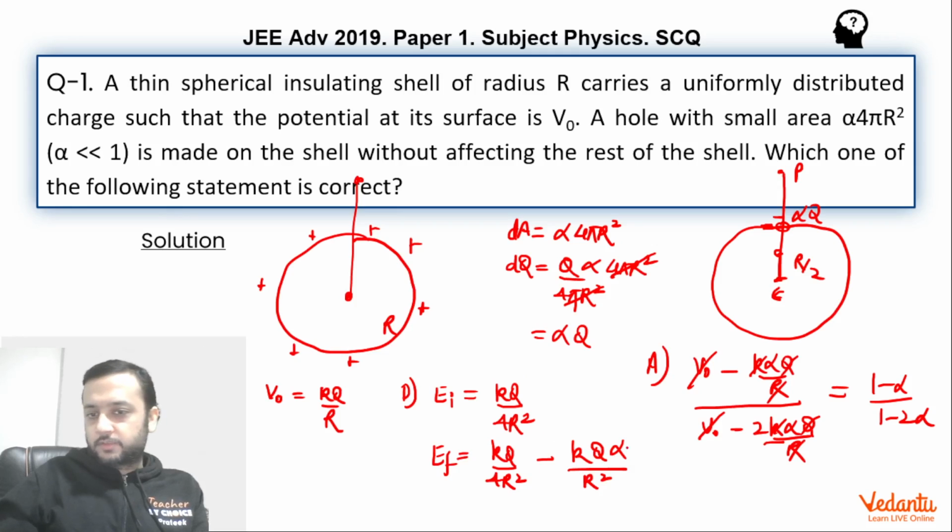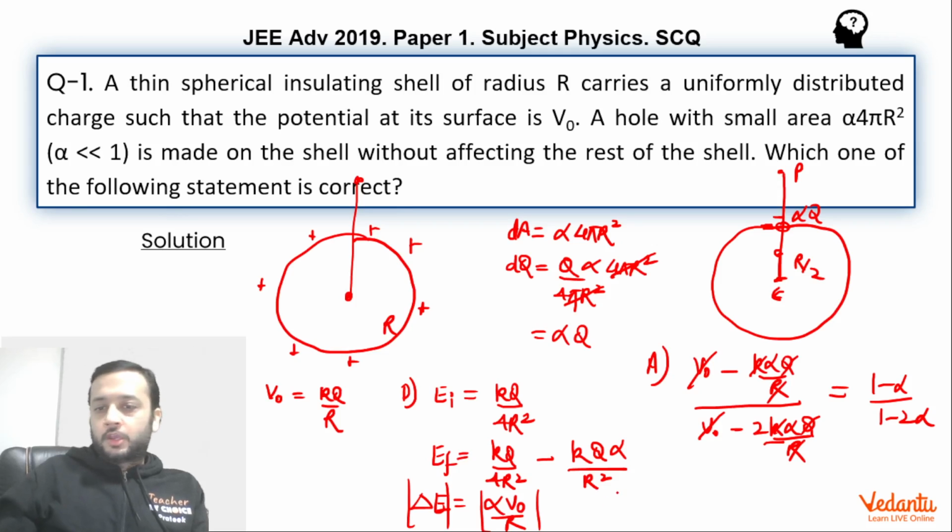So if you take the difference, you can see this itself is the change in the magnitude. KQ by R you can write as V naught, and hence delta electric field, if you were talking about the change in the magnitude, will become how much? KQ by R is V naught, so it is the mod of alpha V naught by R. So KQ by R is V naught and alpha V naught by R, yes, that is right. So basically you can see option D is also wrong.